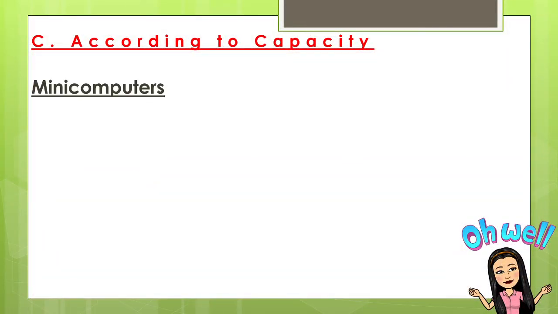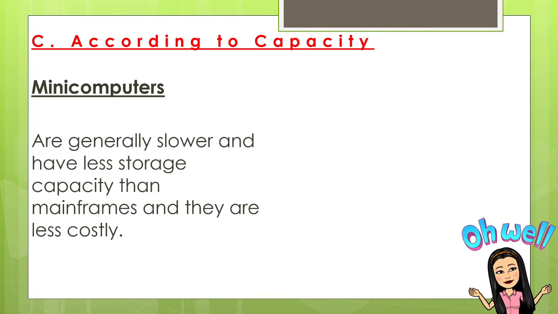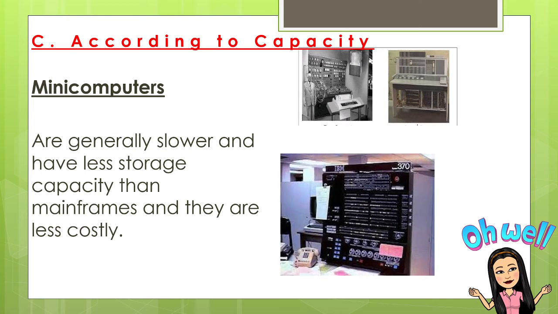And then the last one is the mini computers. Mini computers are generally slower and have less storage capacity than mainframes, and they are less costly. Mini computers can be used by small businesses and firms. So these are an example of mini computers. And then they are now gone out of use nowadays.